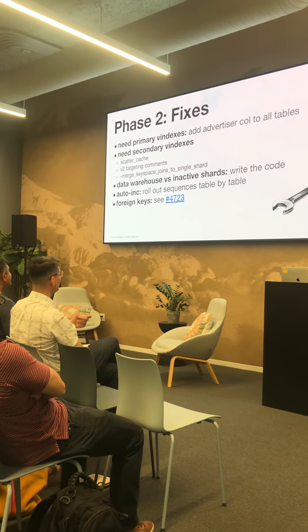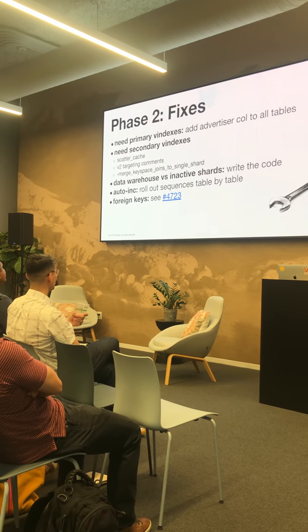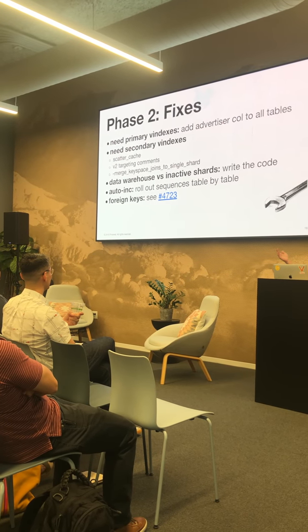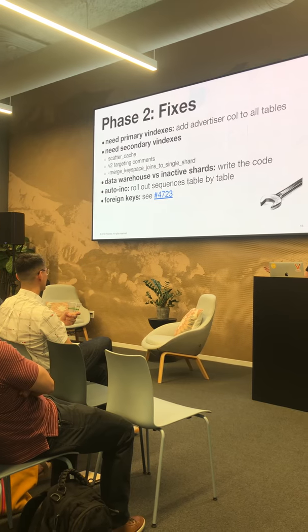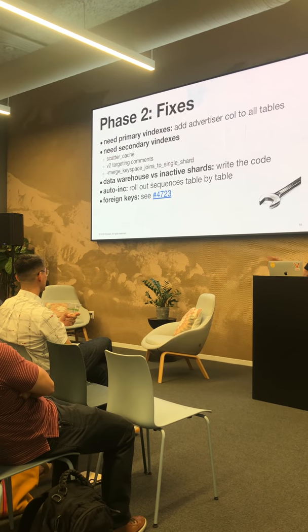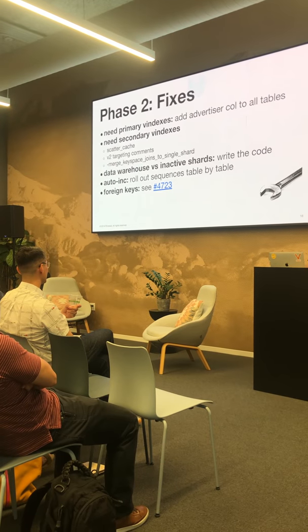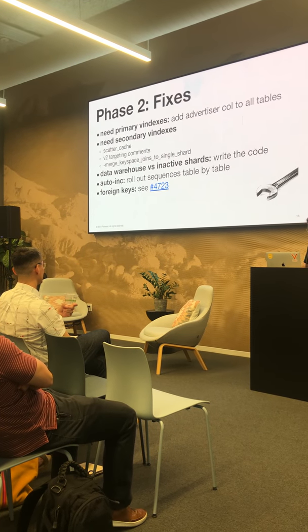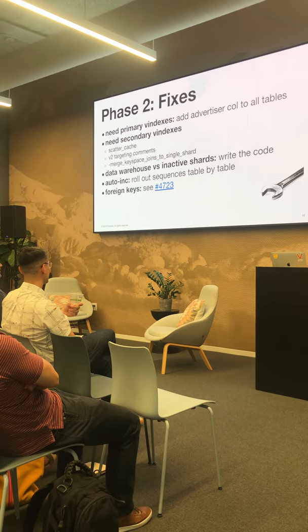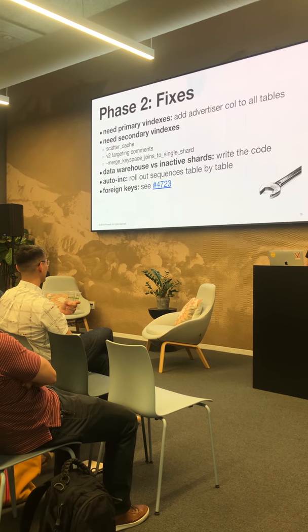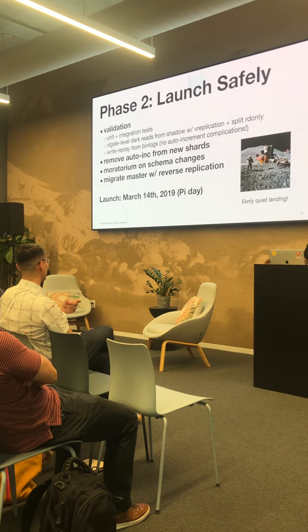The data warehouse stuff, we just had to write the code. Like auto increment, we use sequences in Vitess, rolled them out table by table, but left the auto increment in the schema so we could roll it back at any time. Because again, we always wanted to be able to roll back. We never wanted to be in a state where we couldn't undo it. And foreign keys, if you want to know more, there's a bug there. It has some code that we've landed, some of which is open source, some of which is not.